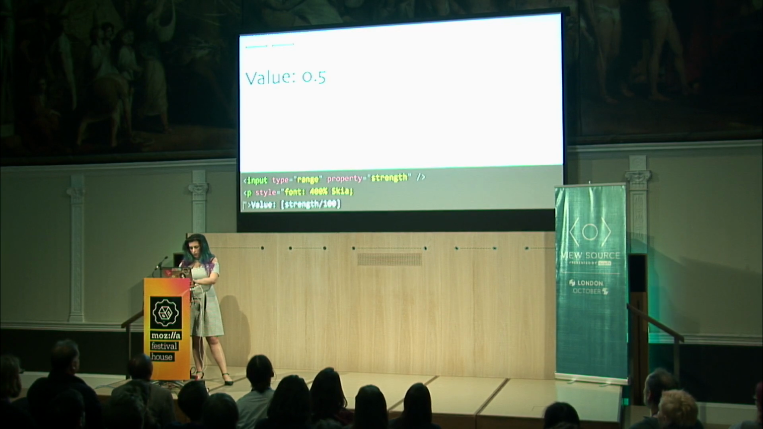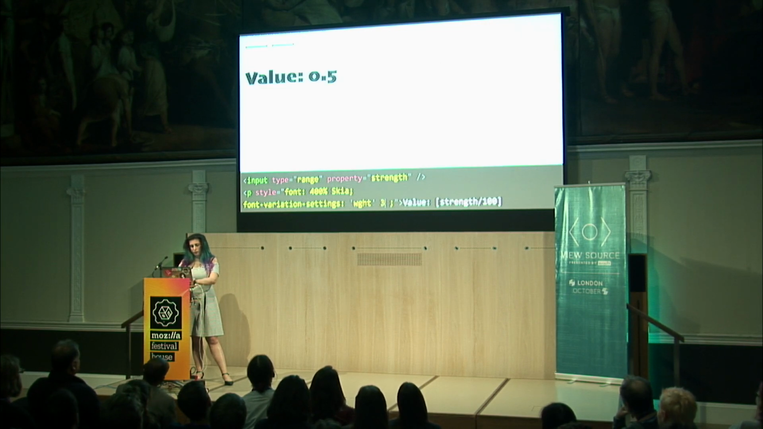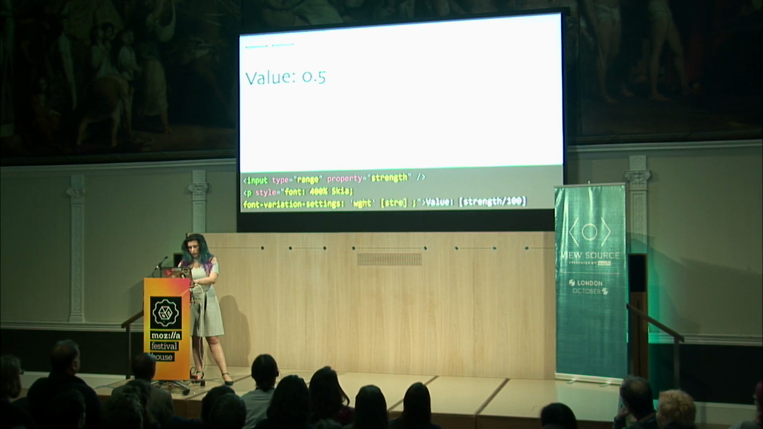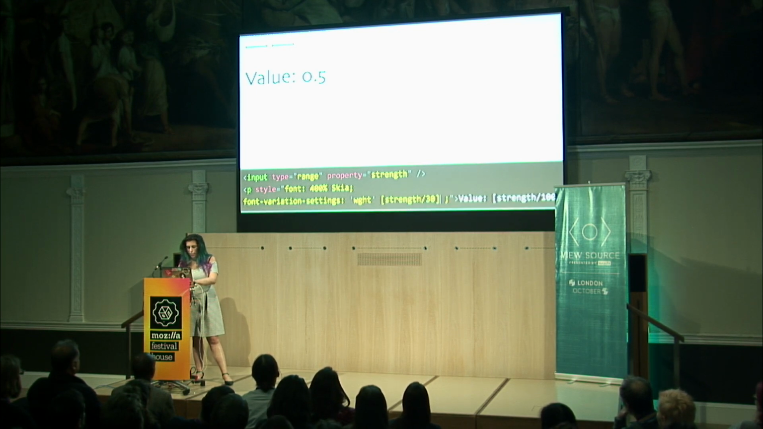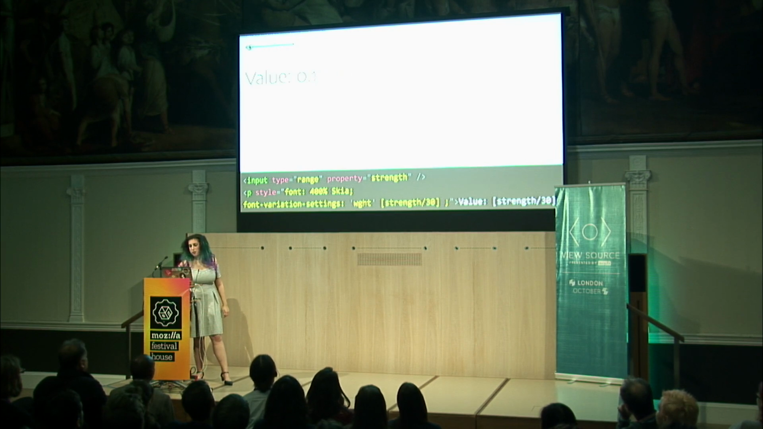And we can use the font variation settings syntax, which is, yes, awful, but it works. And notice that 3 gives us a really bold font, 2 gives us slightly less bold, and so on. So I'm going to use strength divided by 30, because the slider goes from 0 to 100. And I'm also going to change this to 30 so I can see what value I'm actually using. So notice that now I change the slider, and it modifies the weight of the font very smoothly.